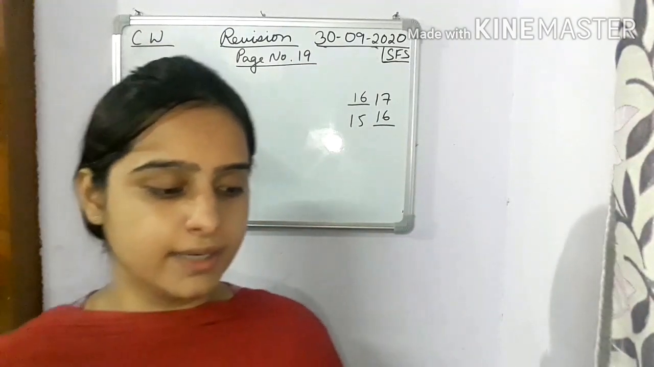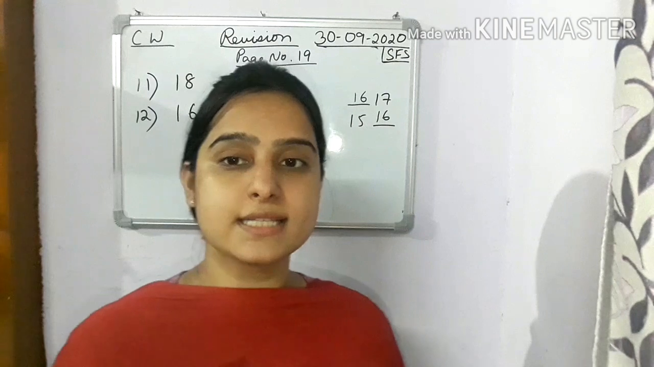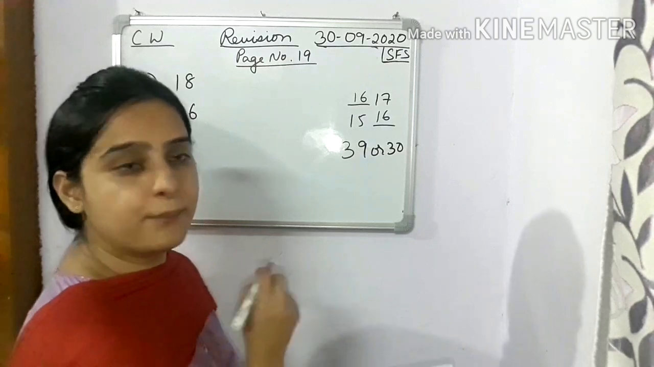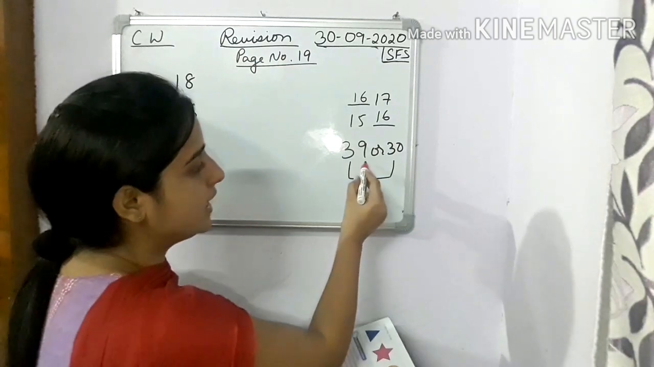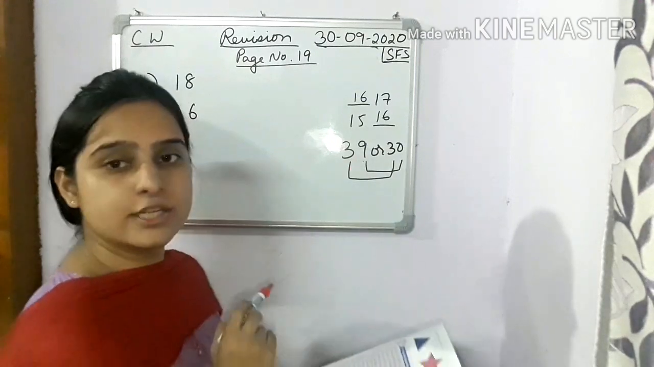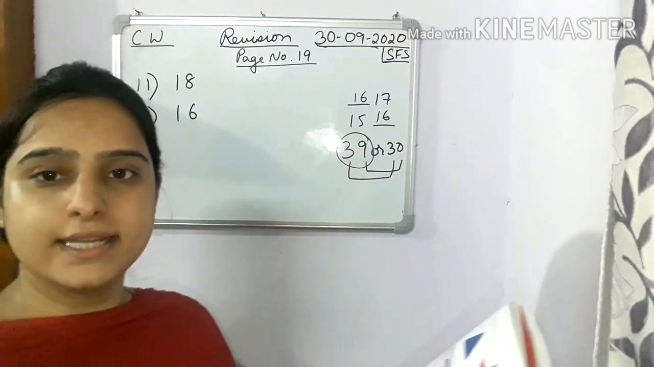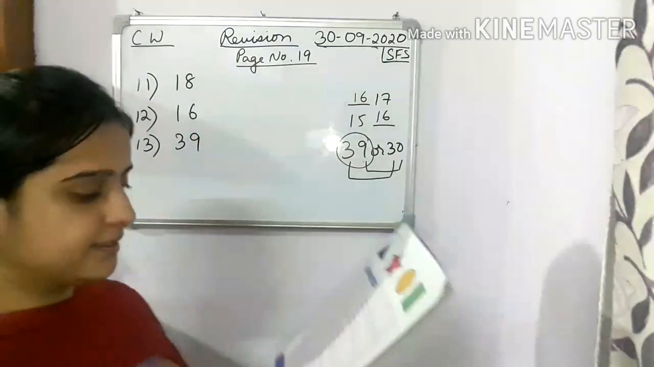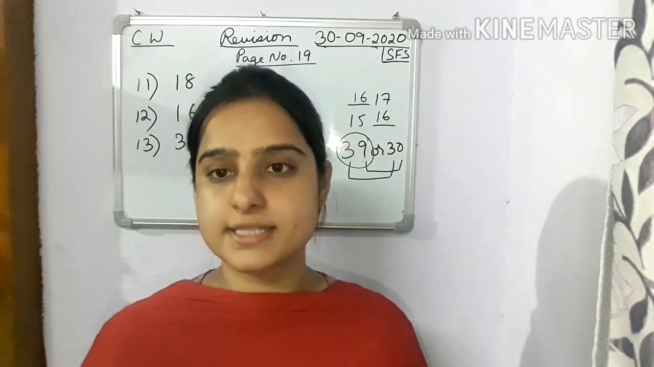Next, number 13. Which number is larger, 39 or 30? Which one is larger, children? So, how do we compare? We compare the tens place first, isn't it? Both are 3. So, now let's move to the ones place. This is 9 and this is 0. So, which one is the larger one, children? 39. So, what will we write? The answer is 39.